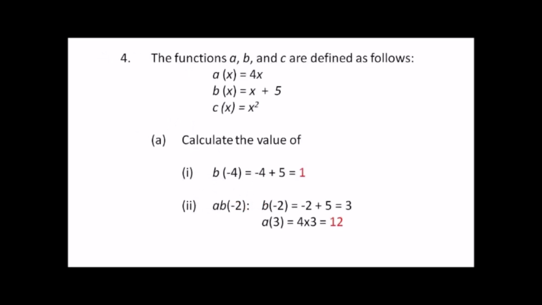Got it? Number 4, a, b of negative 4. Just put in negative 4 where you see x in b of x. So it'll be negative 4 plus 5, which is 1. And 2, a, b of negative 2. So b of negative 2 is 3. And then put that 3 into a, and you get 4 times 3, 12. So 1 and 12 are the answers for a, 1 and 2. Got it?